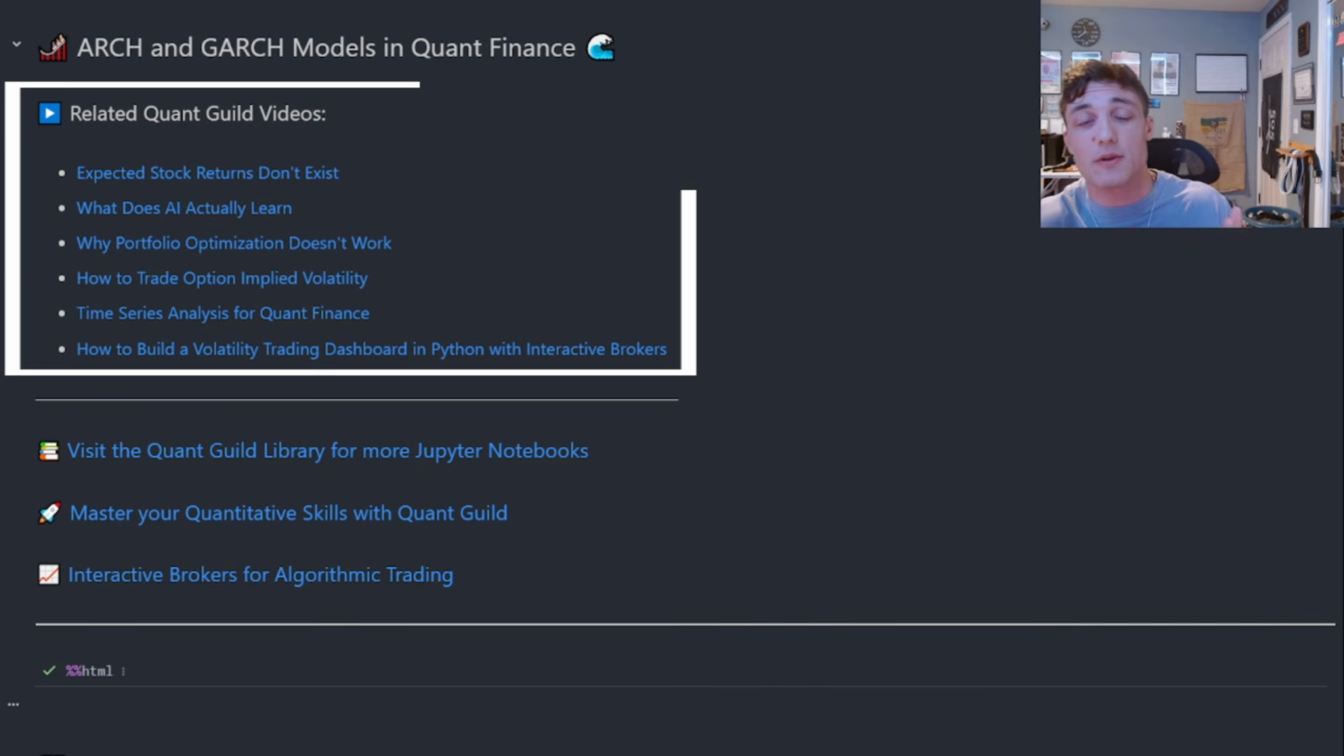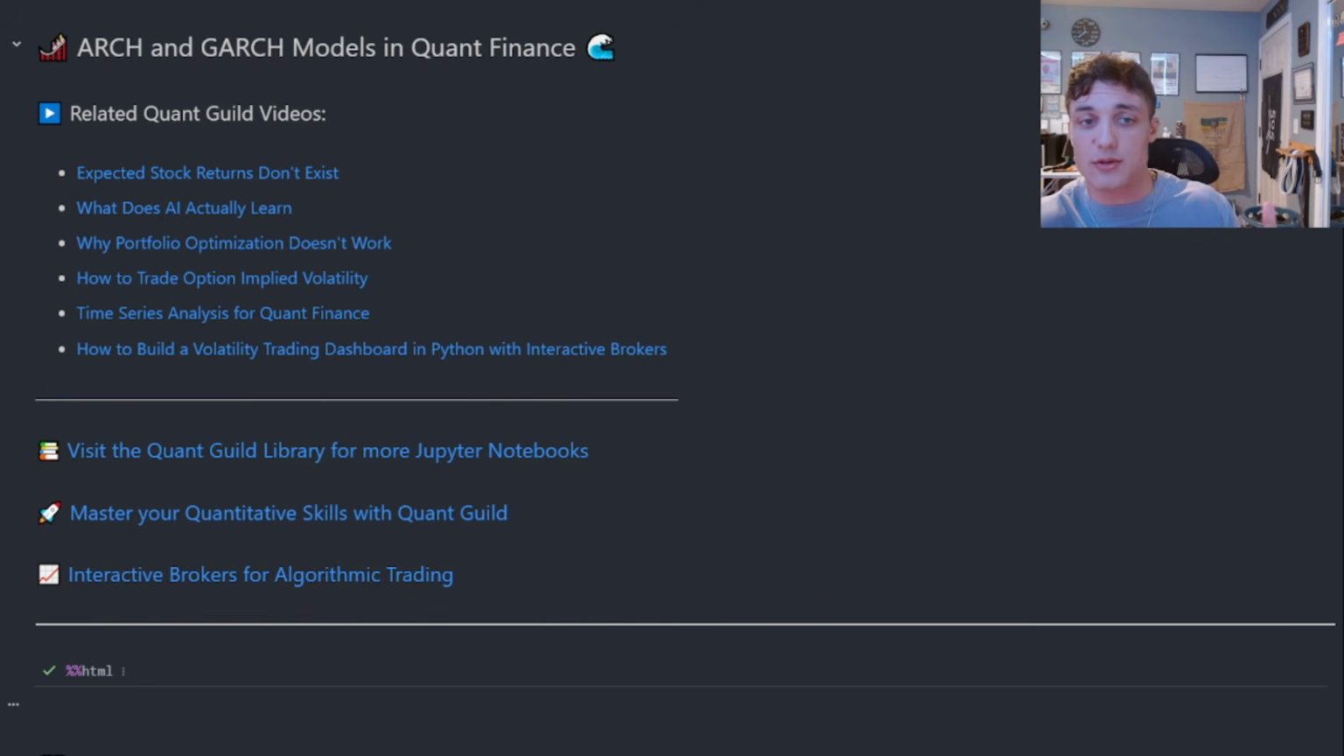At the top of this Jupyter Notebook, you'll notice some related Quant Guild videos on topics applying statistics to trading and finance, working with different measures of volatility, realized volatility, implied volatility, time series analysis specifically for quantitative finance, the different tasks we can perform, different decompositions, and the impact in this space. If you're unfamiliar with any of these ideas, I highly recommend you check these videos out first before approaching this one on the ARCH and GARCH models.